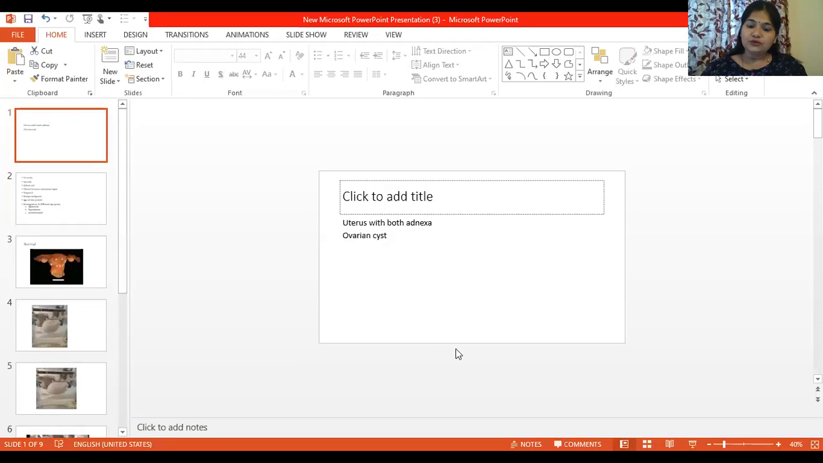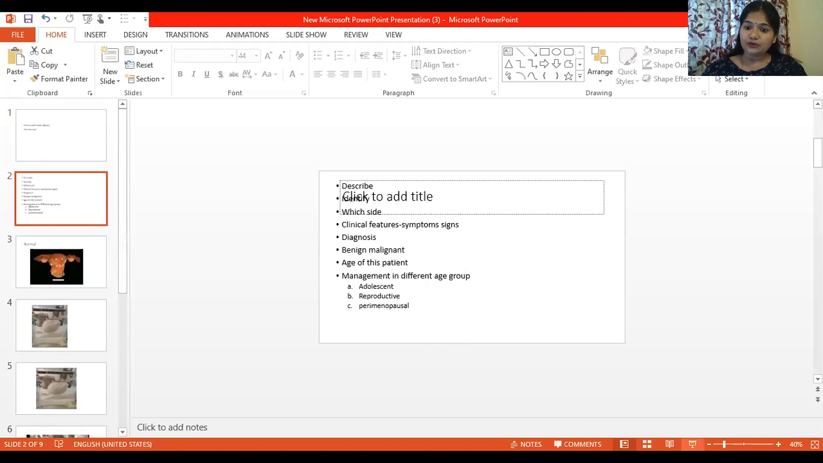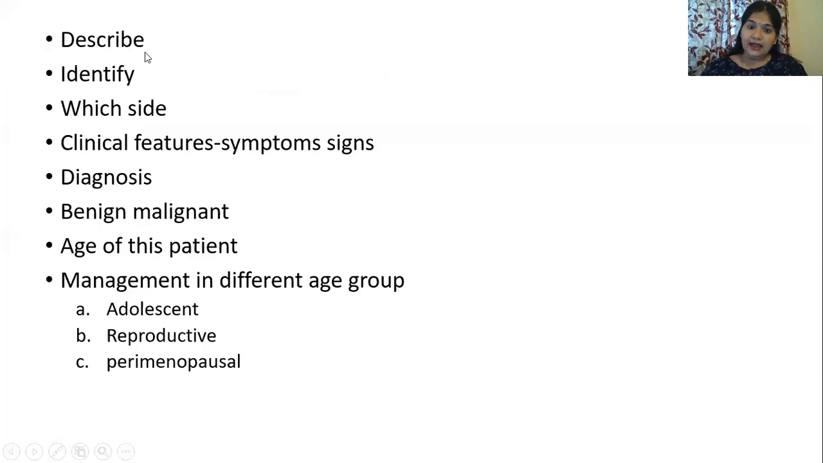Normally, whenever you describe any ovarian cyst or any specimen for that matter, you are supposed to first of all identify. So these are the few points which I would like to tell you. First you need to describe the specimen, then you need to identify it. Then at times, if it is a specimen of, let's say, ovarian cyst, they might ask you, can you identify to which side it belongs? Then what clinical features this patient may have? Like they may ask you about symptoms and signs.